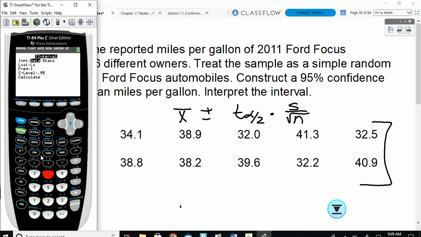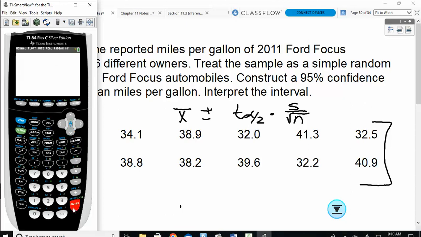All right, this one asks us a few different prompts. We have the option of doing our interval from data or from stats. Data is the scenario where we typed all of our points into L1. Stats would be the scenario where in the problem it said X bar is this and S is this. So we have data here, so make sure data is selected. The list, that's asking you where your data is stored, so that should be L1. Frequency is 1. We're not repeating any of these. Confidence interval, I wanted 95%, so 0.95.